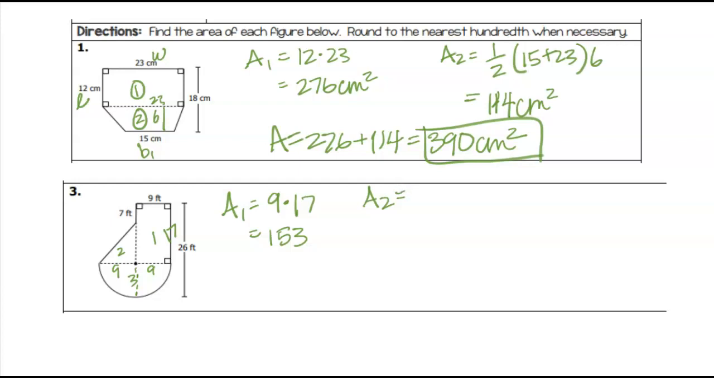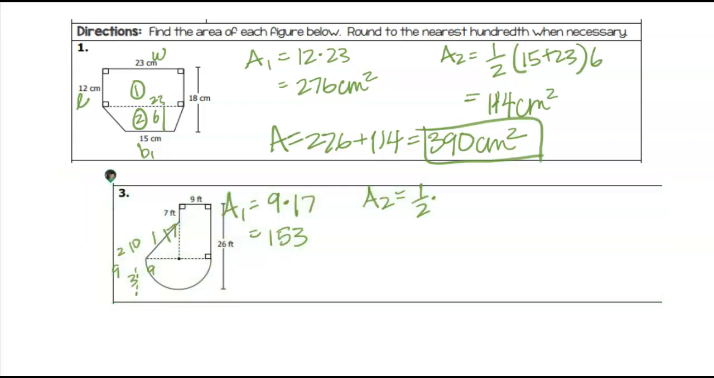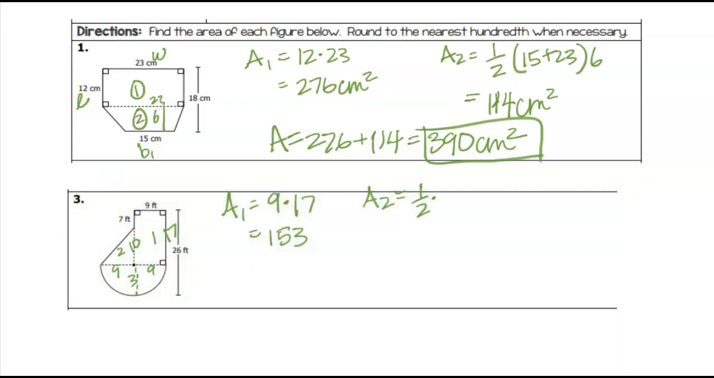Then the area of my second figure, that is a triangle. If I knew that this was 17, this is also 17. This part right here is 7, which will make the bottom, or the height of that triangle, 10. So now my triangle, I have 1/2. The base of it is 9. And the height of it is 10. So 1/2 times 9 times 10, which is going to be 45.